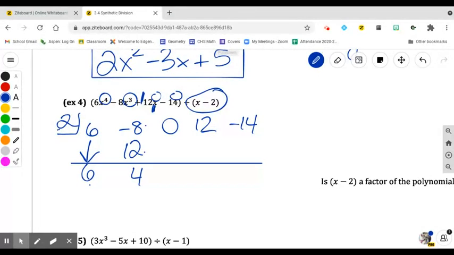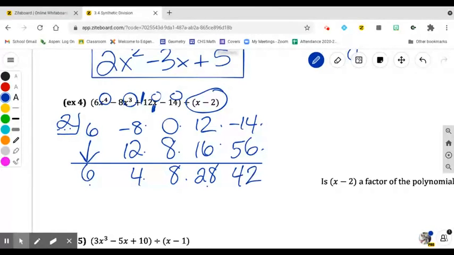Now we multiply. 2 times 4 is 8. Now we add. 0 plus 8 is 8. Multiply. 2 times 8 is 16. Now you add. 12 plus 16 is 28. Multiply. 2 times 28 is 56. And then add. Negative 14 plus 56 is positive 42.